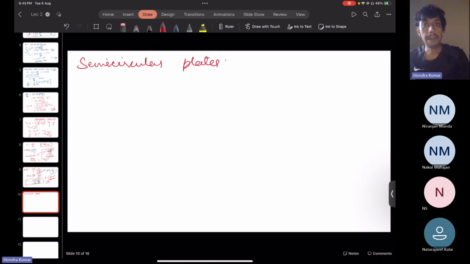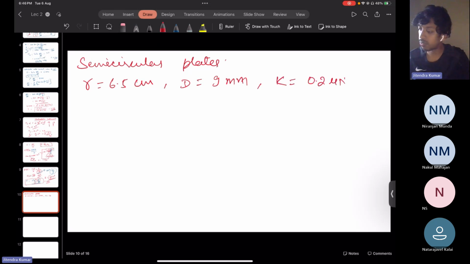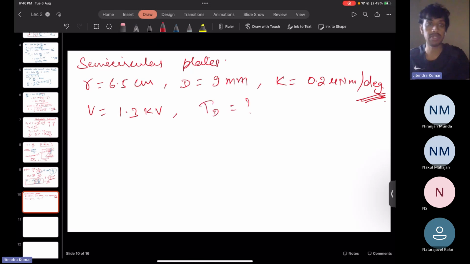Now, one is stationary and the other will have to rotate parallel to the fixed plate, such that the overlapping area between them can be varied. So radius of plate R is given as 6.5 centimeter. Okay. Perpendicular distance between the plates is again 9 mm. Now a spring constant is also mentioned, 0.2 micronewton meter per degree. We will have to give special attention to this unit, per degree or per radian. Okay. So we need to find the deflecting torque if the voltage of 1.3 kV is applied between both the plates. So we'll have to calculate TD, the deflecting torque.